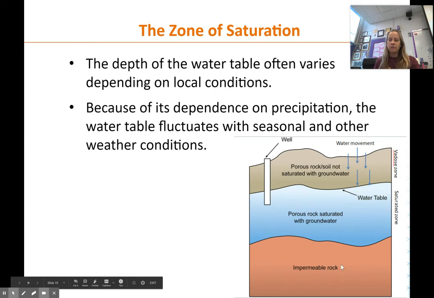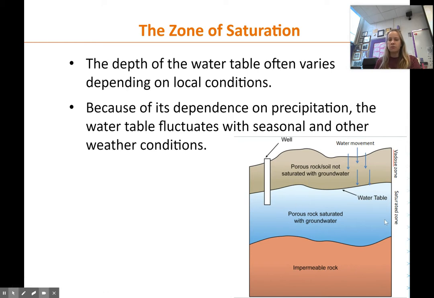All right, so here we've got a couple new terms. So this is impermeable, meaning that nothing can move through it. So like a window would be impermeable, whereas a screen would be permeable. A screen allows air or water to go through. So this impermeable rock, water cannot move through it. It's like clay. So the water's not able to move through.